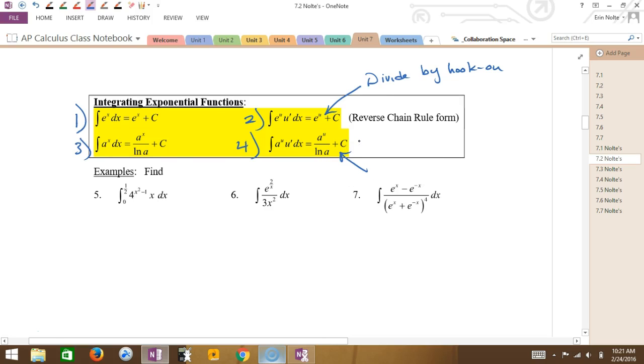Rule number 4 is the same thing because it has that hook-on factor again. You have to remember to divide by that.